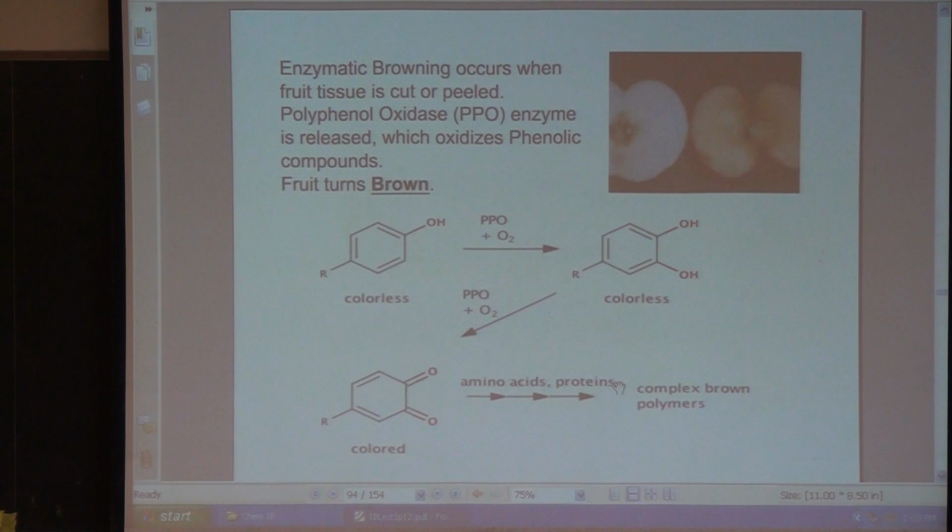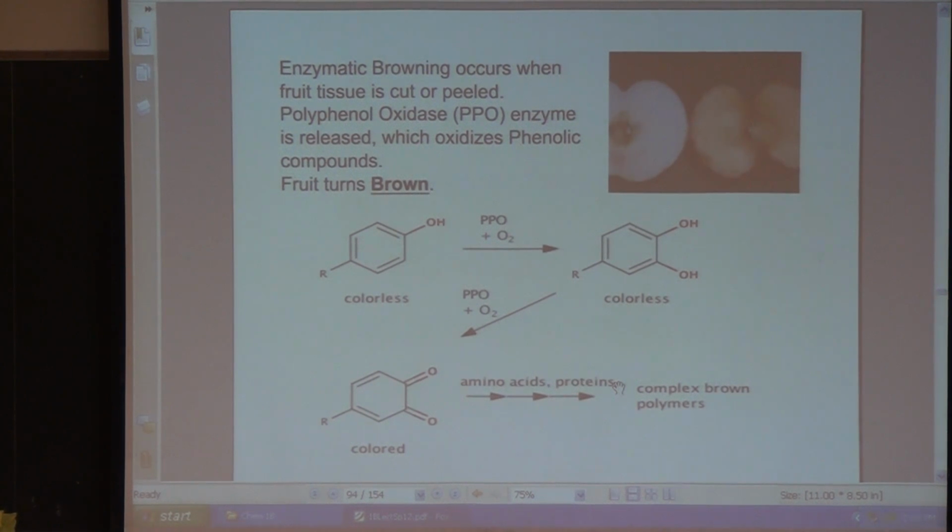So how can you prevent fruit from turning brown? Yeah, one way is to take away the oxygen. How would you take away the oxygen? Yeah, put it in a bag. What's another way to prevent the fruit from turning brown? Now, what does refrigeration do? It slows down the reaction.